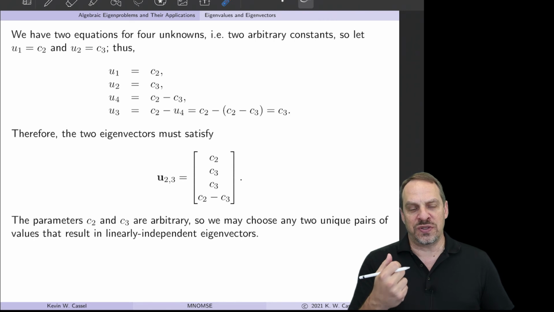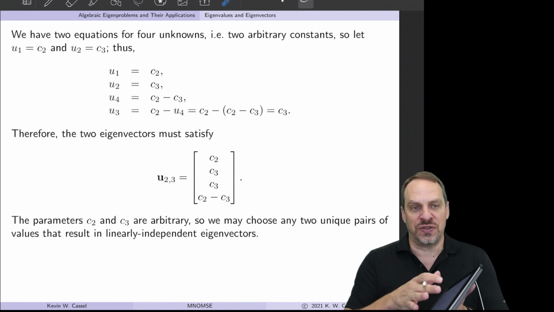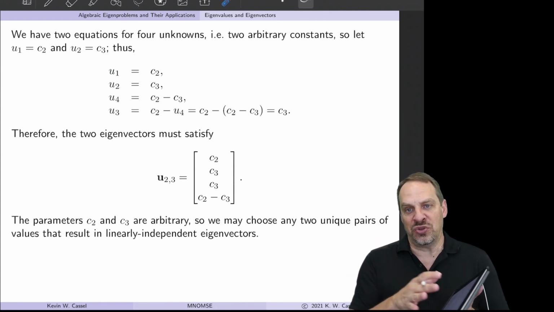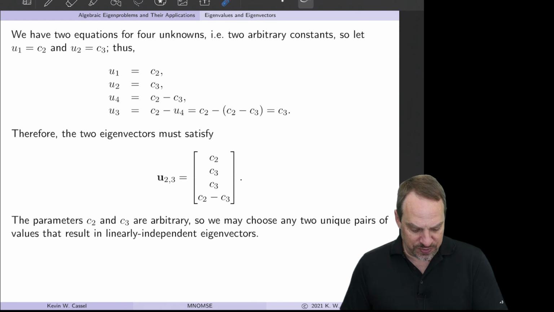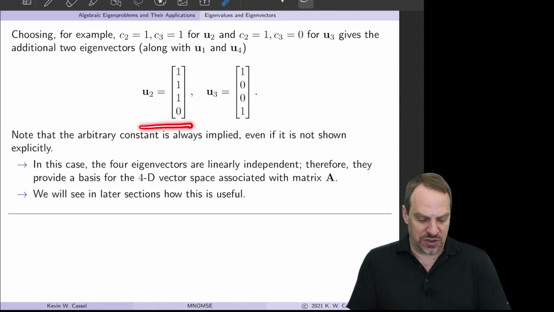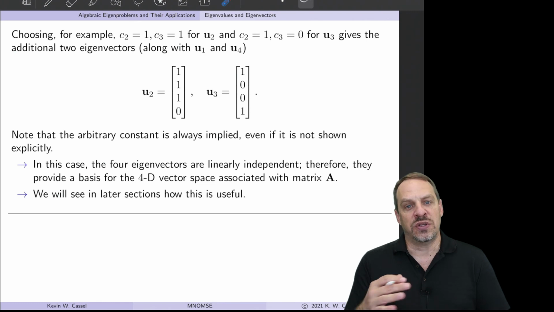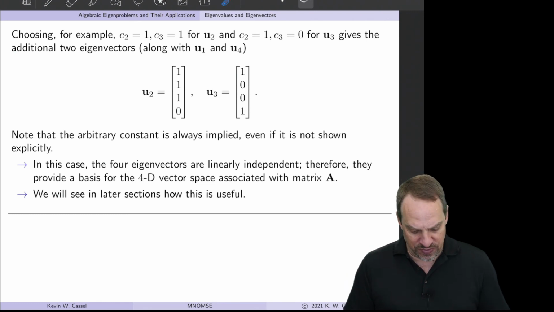The only requirement is I want them to be linearly independent. I don't want the two vectors actually to be the same and just one is a constant multiple of the other. I want them to be two linearly independent eigenvectors. Other than that, I can choose whatever I want. So I choose c2 to be 1 and c3 to be 1. And that gives me my u2 is 1, 1, 1, 0. And c2 was 1 and c3 is 0, gives me 1, 0, 0, 1 for u3. Again, those choices are completely arbitrary. They're up to you. So your eigenvectors may look a little bit different than mine in a situation like this.